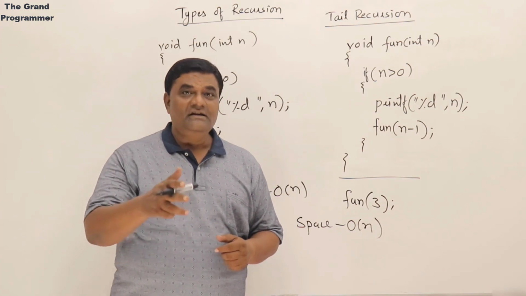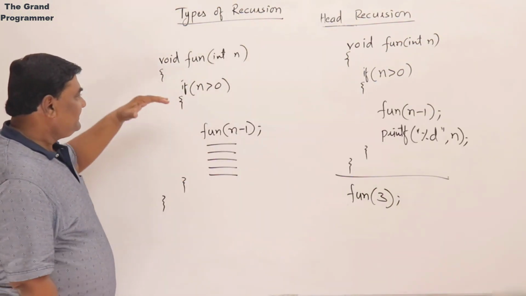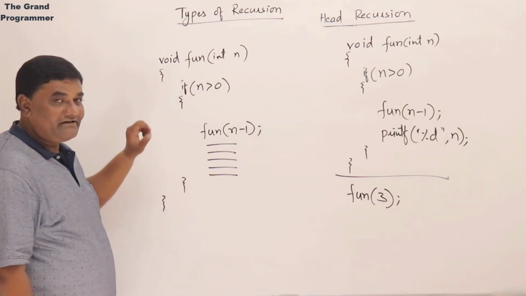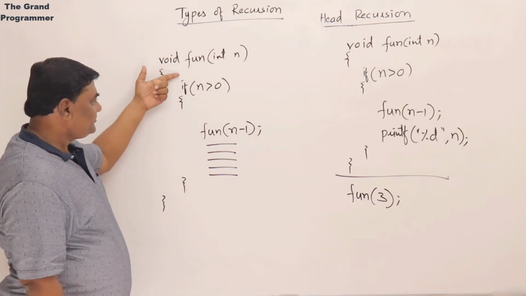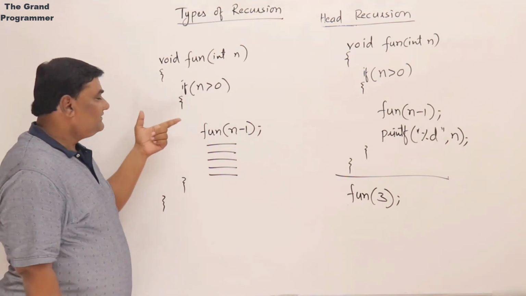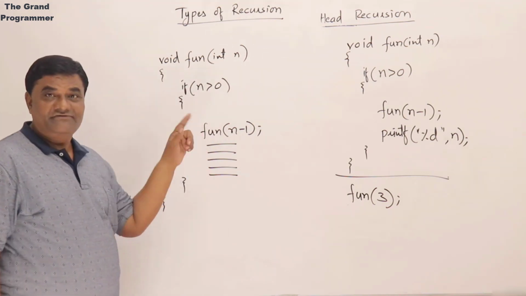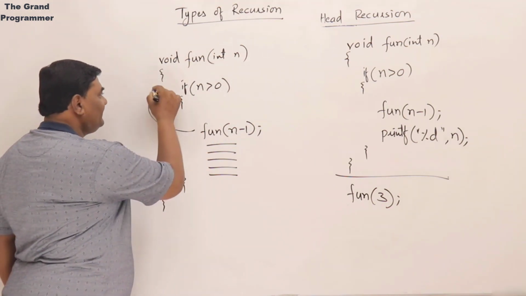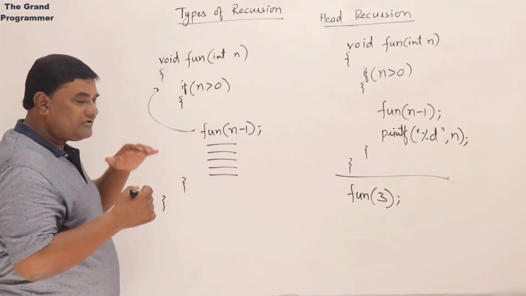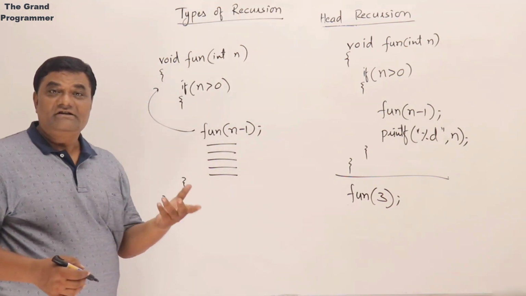Now next we will see head recursion. Now let us see head recursion. See, this is the structure for head recursion. If there is a function that is calling itself, so it's a recursive function, then the first statement inside the function is the recursive call. It is calling itself here. Then whatever processing it has to do, it does afterwards, after the recursive call.